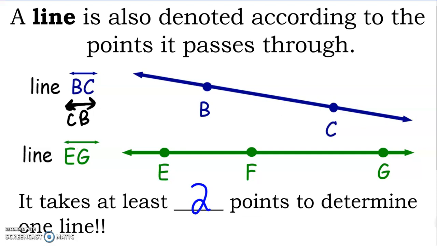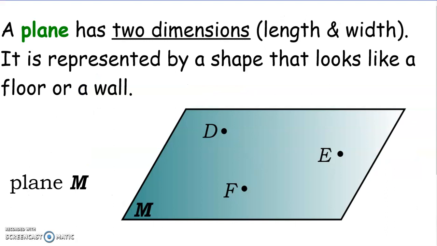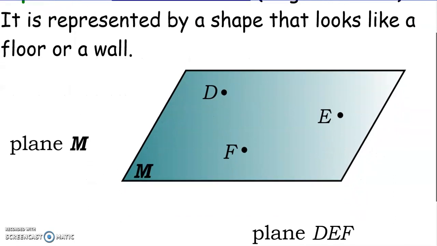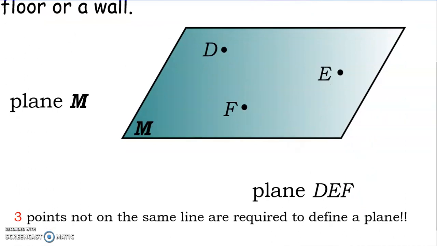A plane has 2 dimensions, length and width, and it's represented by a shape that looks like a floor or a wall. And there's 2 different ways that we can name a plane. The first way that we can name a plane is by the capital letter. So you guys can see the M in the lower left-hand corner here.